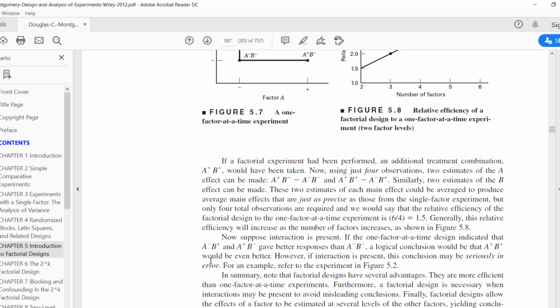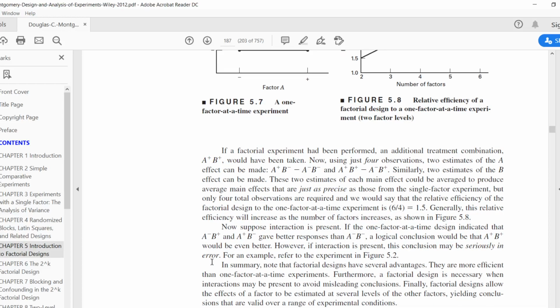Thus, it's important to have that discretion. The factorial design helps when you have the interaction, and it's a must. That's something that you need to remember. When there's an interaction, you have to use the factorial design.